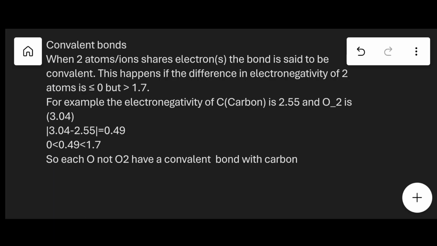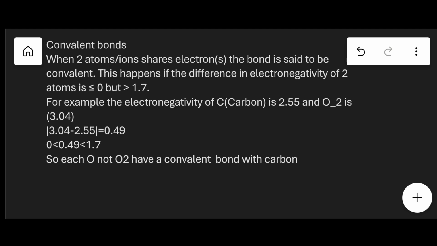Covalent bonds. When two atoms or ions share electrons, the bond is said to be covalent. This happens if the difference in electronegativity of two atoms is more than or equal to 0 but less than 1.7. For example, the electronegativity of carbon is 2.55 and oxygen is 3.04. So |3.04 − 2.55| or |2.55 − 3.04| is equal to 0.49. So 0.49 is more than 0 but less than 1.7. So each oxygen atom, not the whole O2, has a covalent bond with carbon.